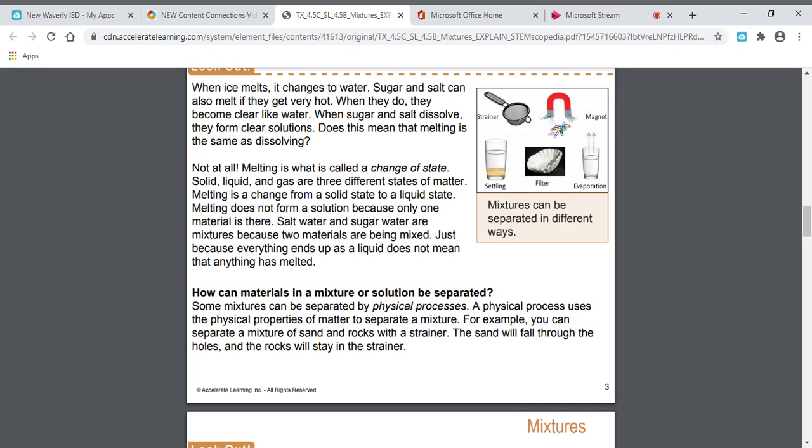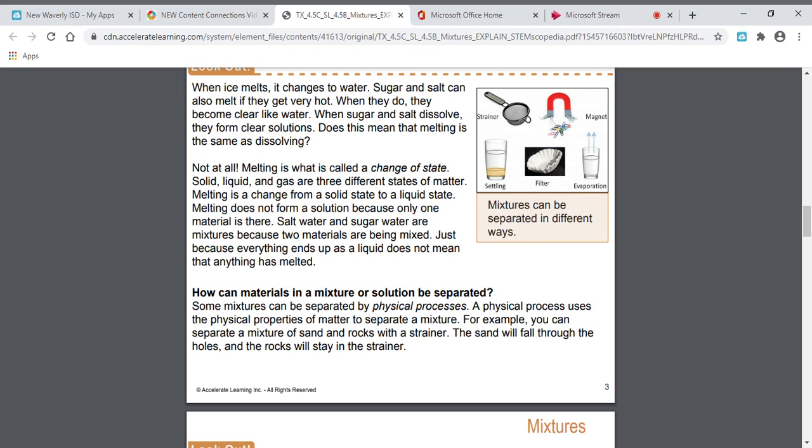Melting is what is called a change of state. Solid, liquid, and gas are three different states of matter, and we learned about that when we did matter last week. Melting is a change from a solid state to a liquid state. Melting does not form a solution because only one material is there. Salt water and sugar water are mixtures because two materials are being mixed. Just because everything ends up as a liquid does not mean that anything has melted.